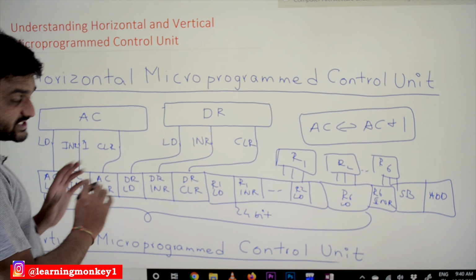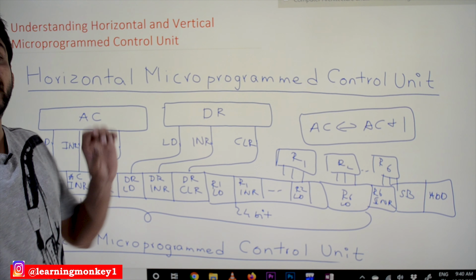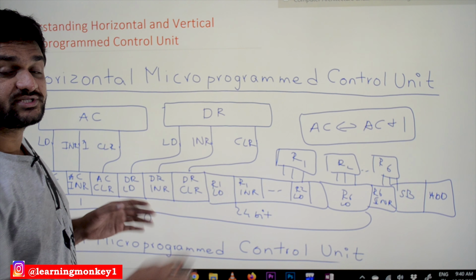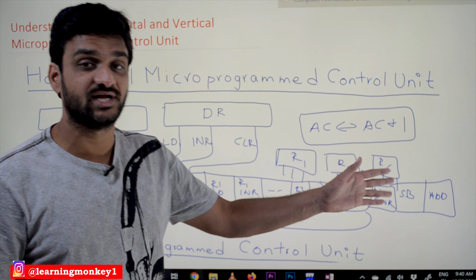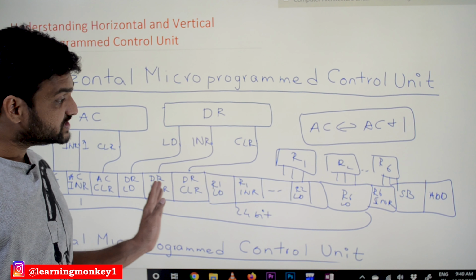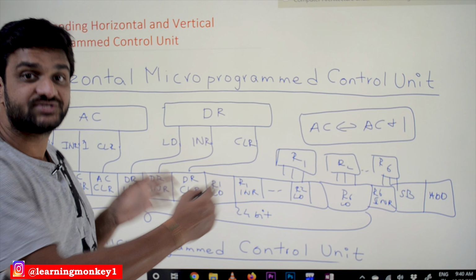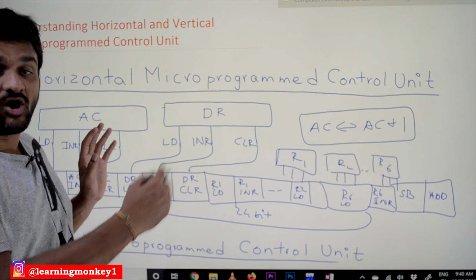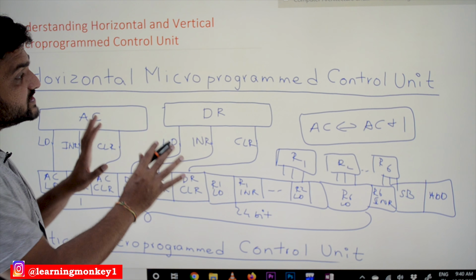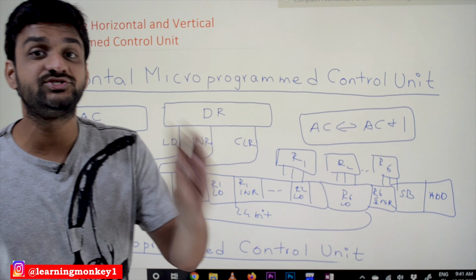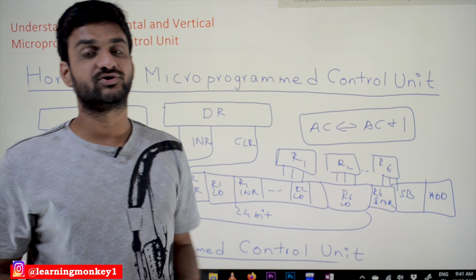So the 24-bit control word with some status bits and some address bits, this entire thing makes a micro instruction, and the arrangement of the control signals is made horizontally. If these kinds of control words are stored onto the control memory in this horizontal arrangement, this kind of micro programmed control unit is what we call a horizontal micro programmed control unit.